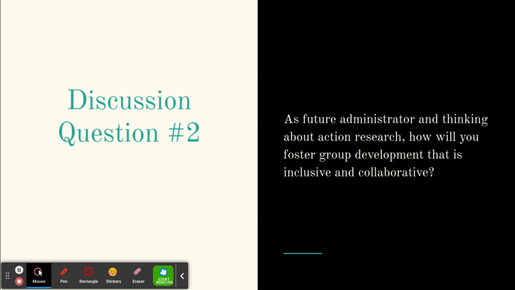And then, this was a short, sweet chapter. I think the action plan is something really important. Looking at it more of just a plan for how to address weak areas in our school. So my question was, as a future administrator and thinking about action research, how will you foster group development that is inclusive and collaborative? So I'll leave that for you guys to answer in the discussion board.